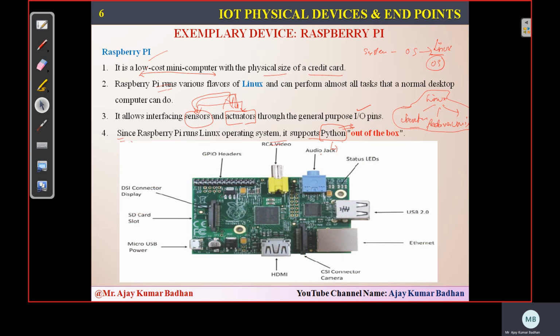Now this is the diagrammatic view of the Raspberry Pi device. If you see the size of this particular thing, it is similar to your credit card. This device is integrated with different components. What kind of components it has, you can see here.